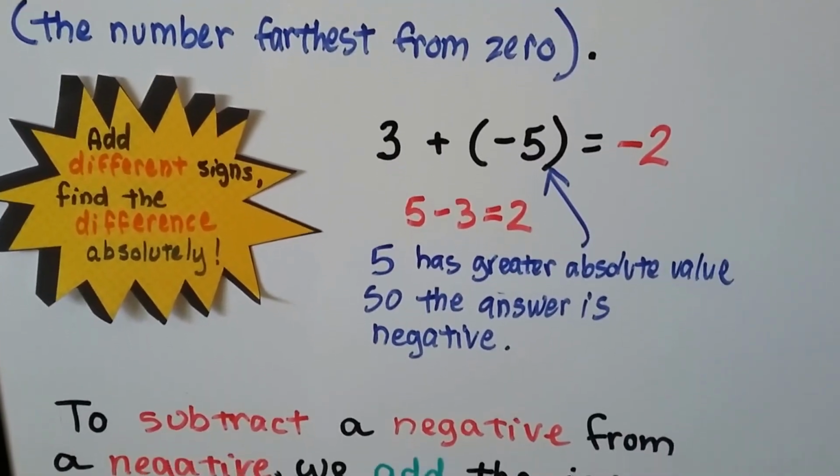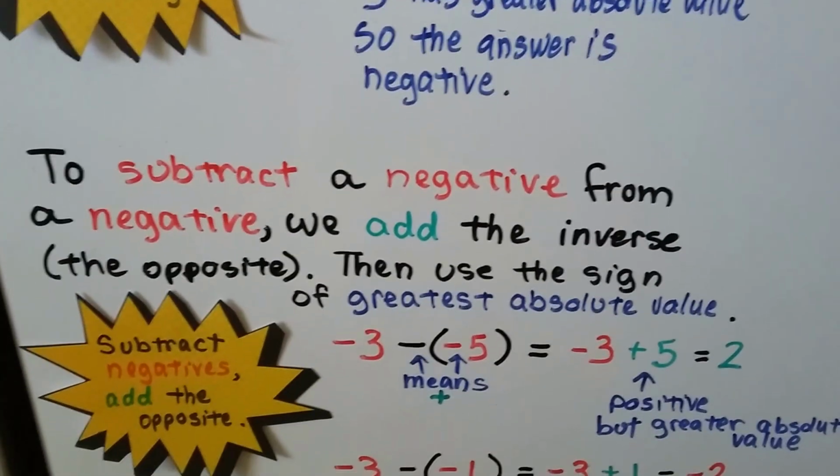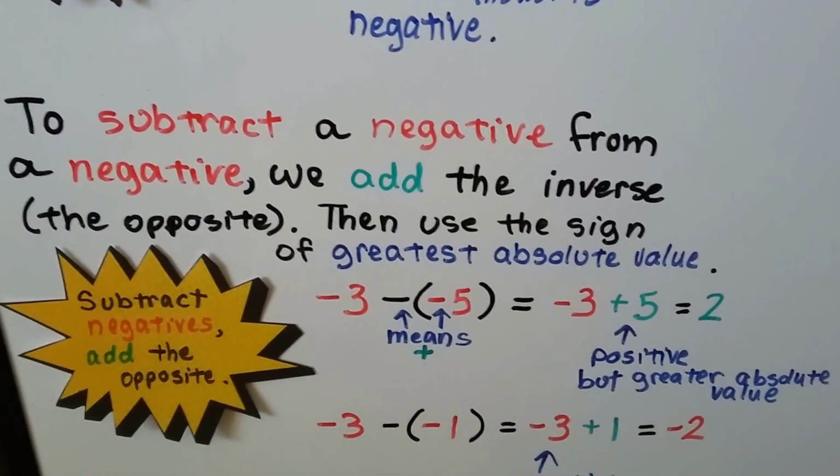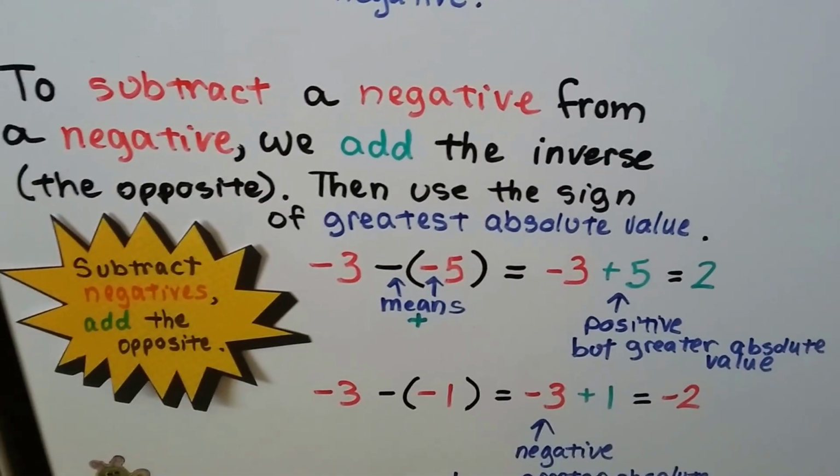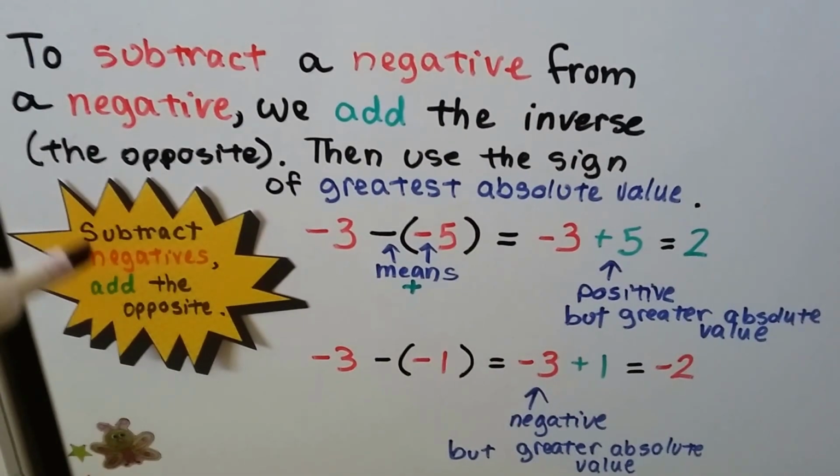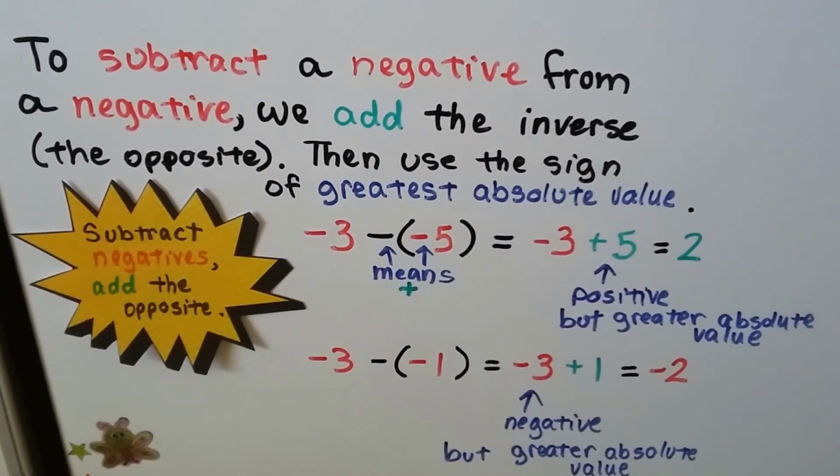a negative 2. And to subtract a negative, we add the inverse, the opposite, and then use the sign of the greatest absolute value. So when we subtract negatives, we add the opposite.